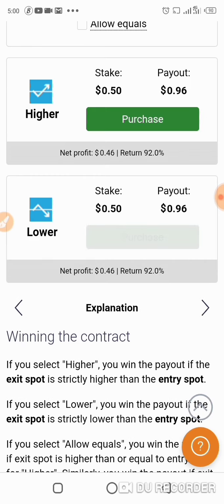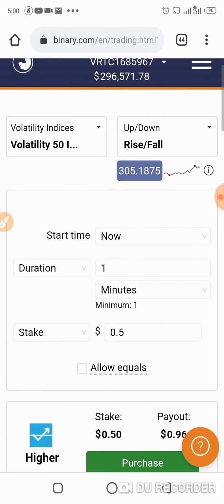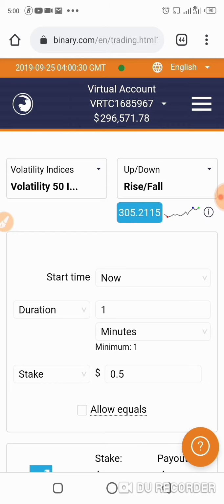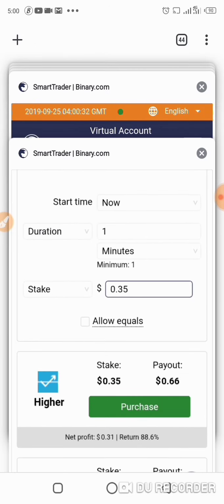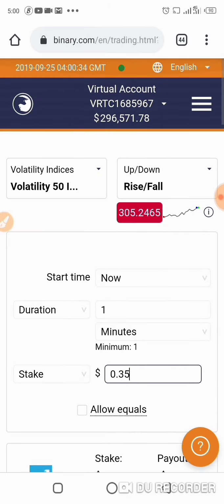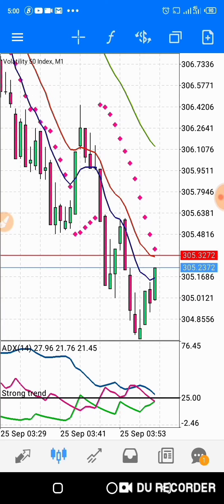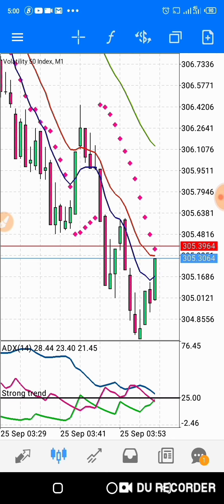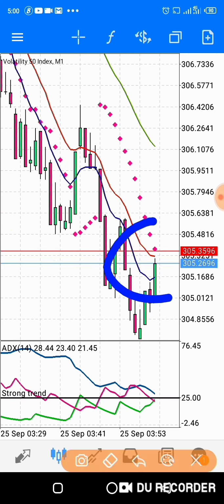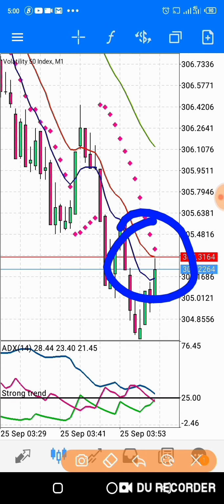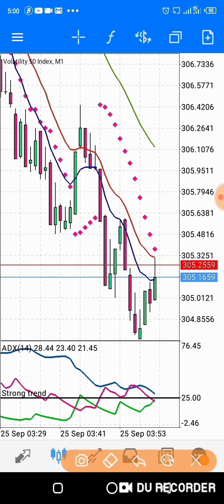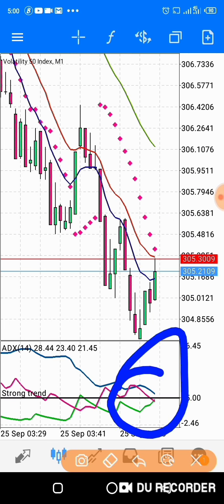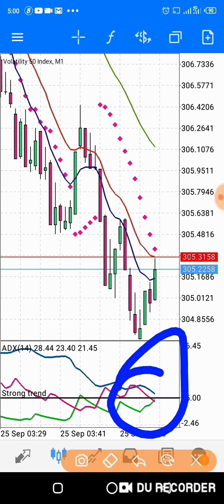Since we are using a phone, you will not be fast, but if you are using a system, you'll be very fast. On 0.35, I will still be watching my chart. It's not advisable to place a trade again, because the candlestick is already touching your indicator, so you will ignore this. You can also see a crossover here, so it's not advisable to place any trade.